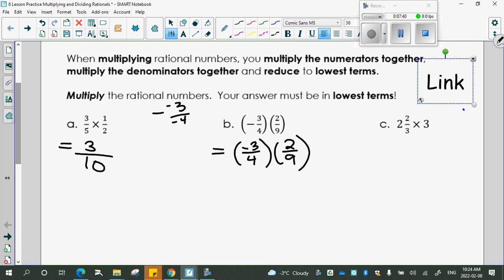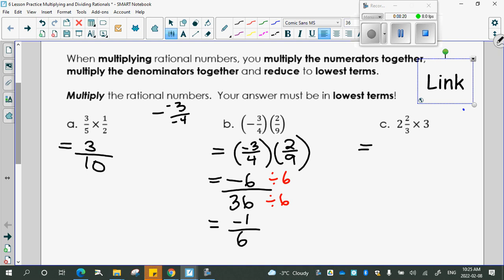Okay? So now that we've done that, it's multiplying. Numerator by numerator. -3 times 2 is -6. 4 times 9 is 36. Can that be reduced? We always ask ourselves at the end, can that be reduced? Yep. We can divide by 6. So -6 divided by 6 is -1. 36 divided by 6 is 6. Josh?